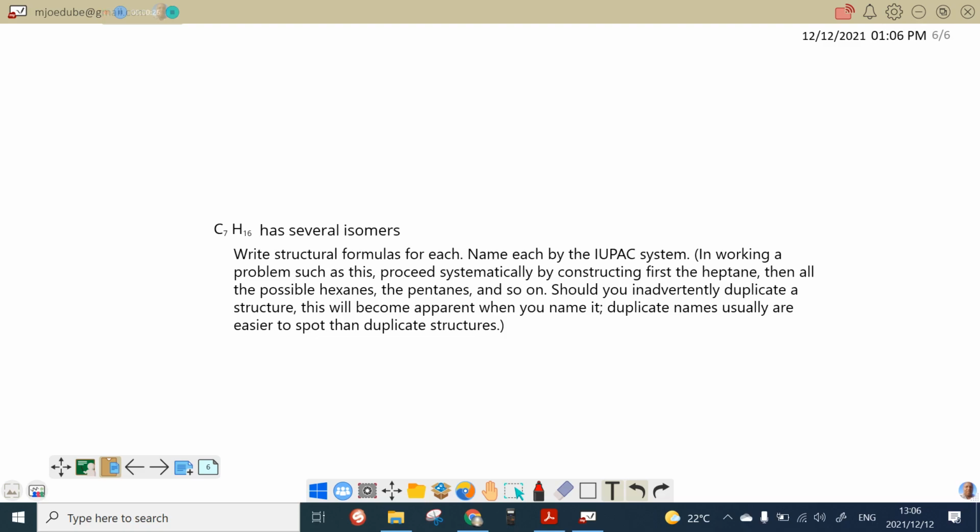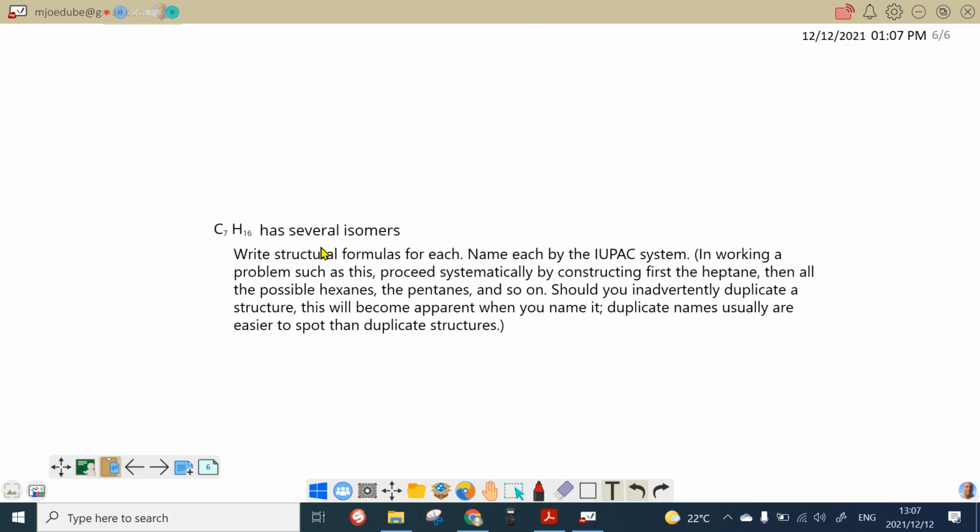Write the structural formulas of each. Name each of them by the IUPAC system. In working a problem such as this, proceed systematically by constructing the first heptane, then all the possible hexanes, then the pentanes, and so on. Then in the event that you should, by mistake, duplicate a structure, it will become more apparent when you start to name it. Duplicate names obviously become easier to spot than duplicate structures.